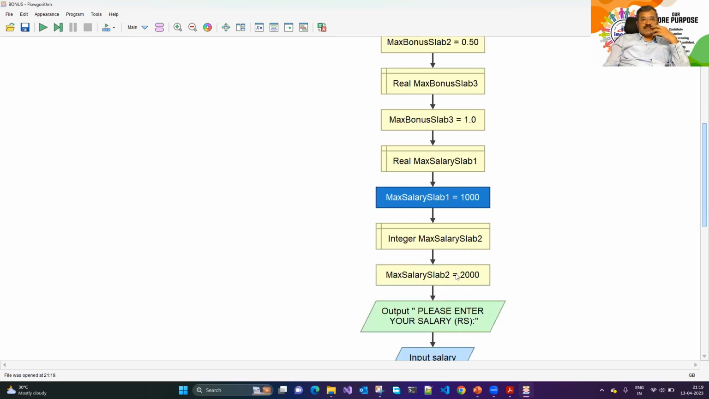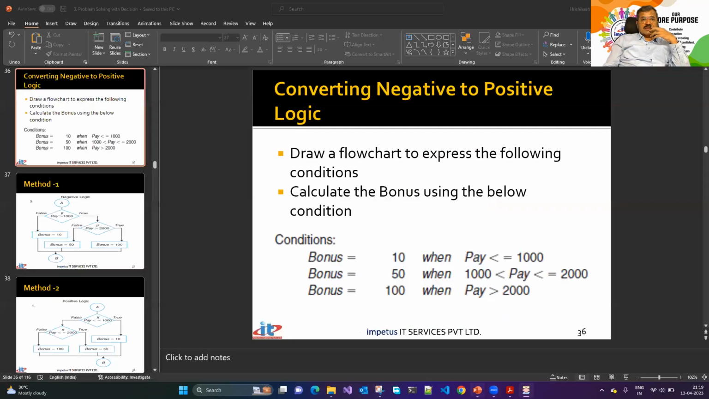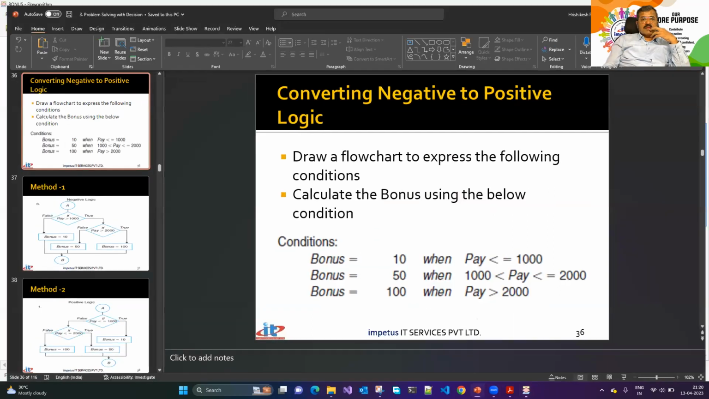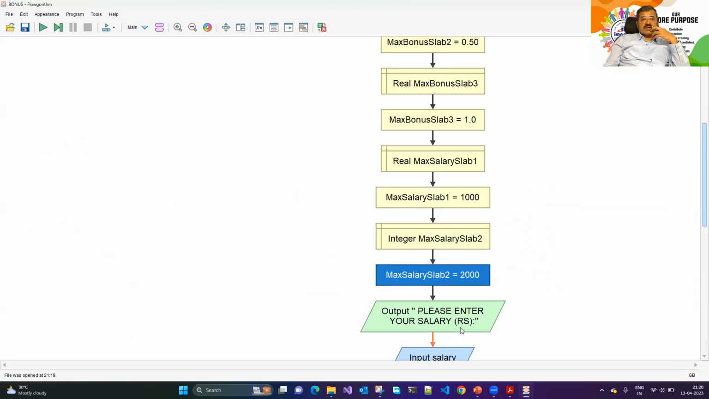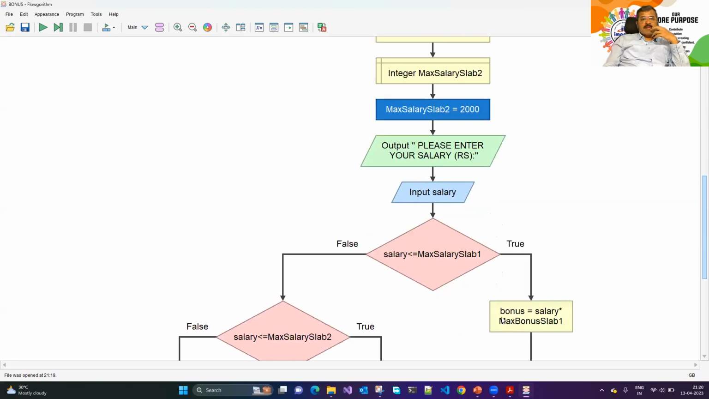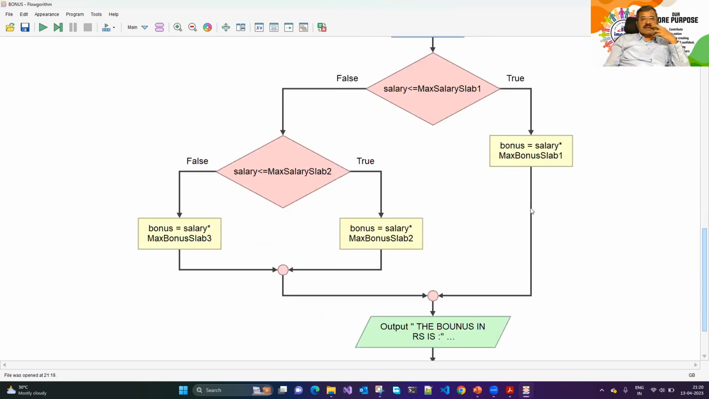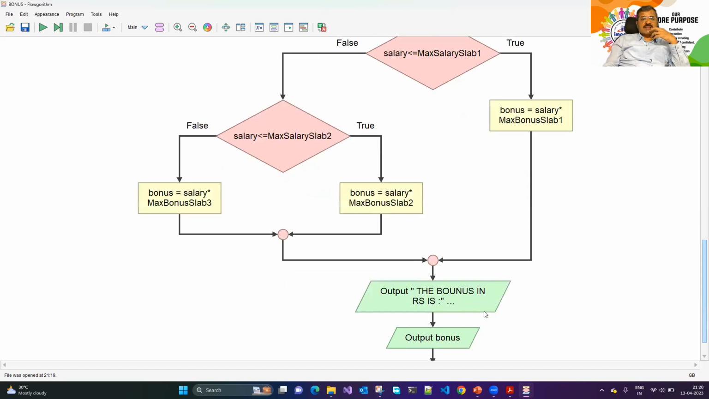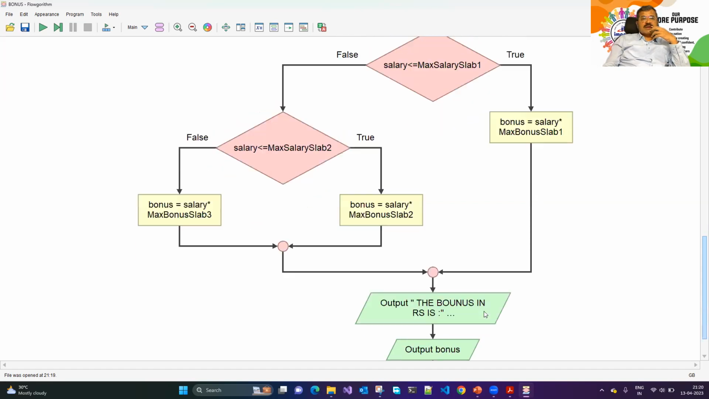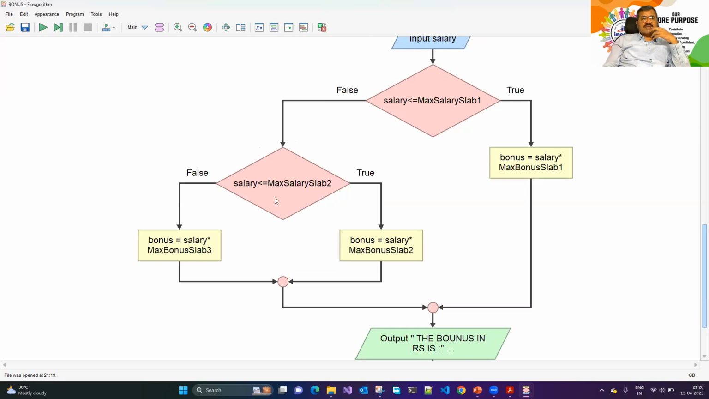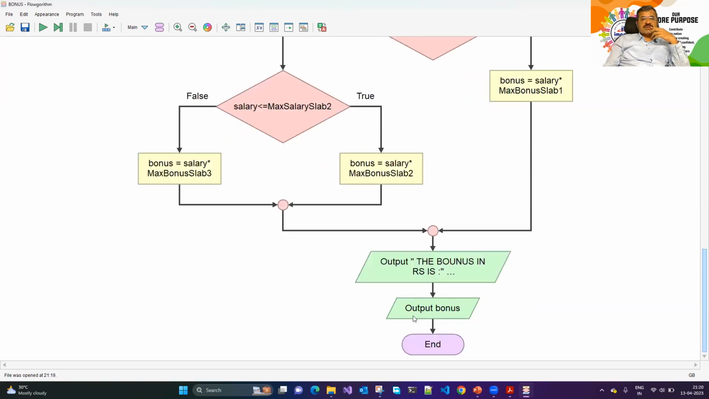And you gave 2 slabs, 2,000 and this. And enter your salary. Salary, let's go to max salary slab 1. If that is true, we are calculating the bonus. That's slab 1, and then the answer is slab. Okay. If this condition is false, you're checking whether it is less than or equal to max salary slab 2, which is true, slab 2. That's a perfect solution.